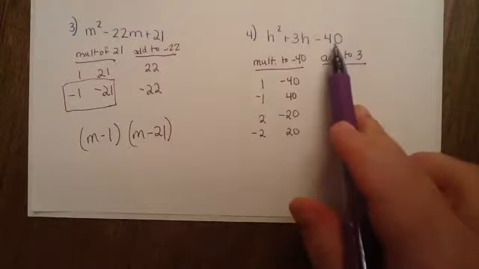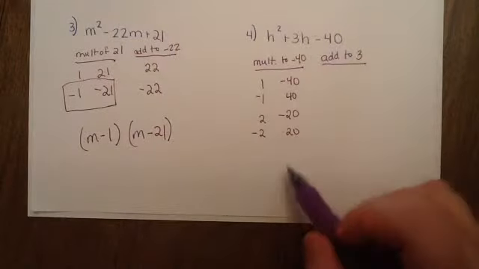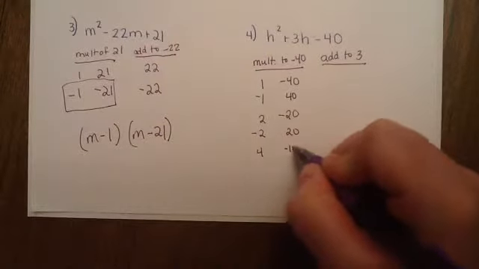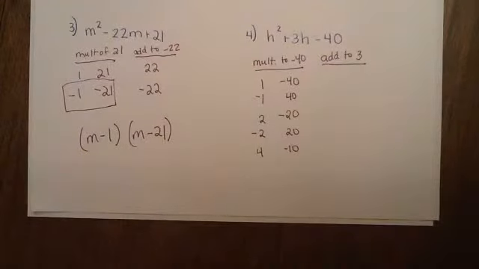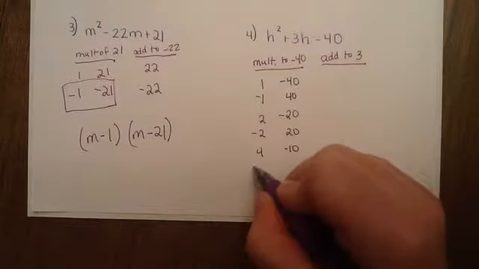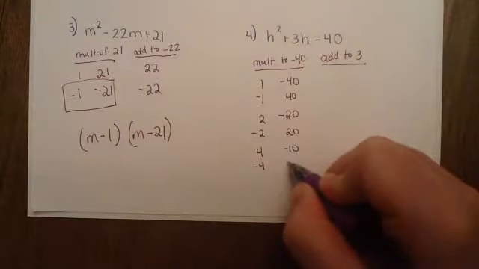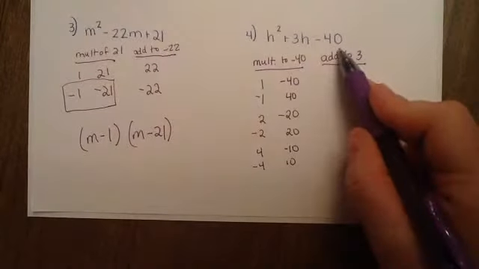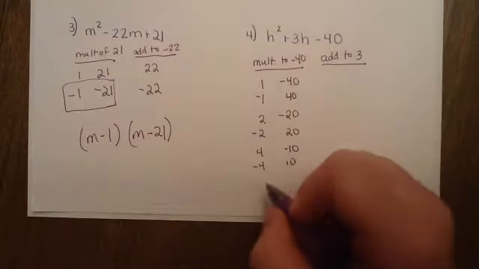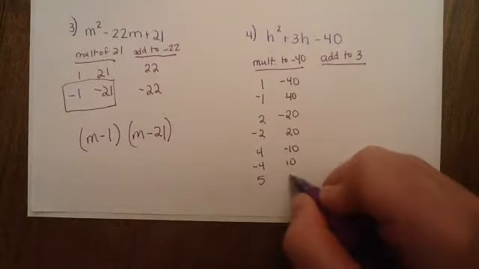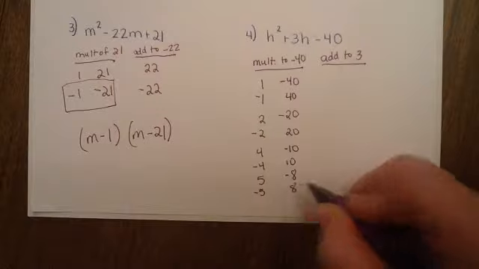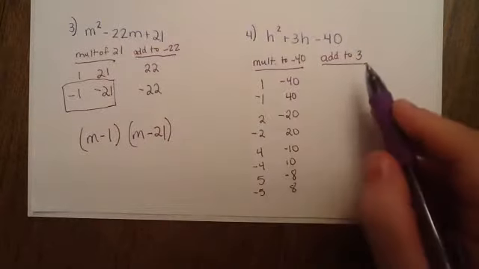Does 3 go into 40? No. How about 4? Yes, I could do 4 and -10. Remember, one has to be positive, one negative. The other match then would be -4 and +10. Does 5 go into 40? Yes. 5 and -8 and -5, +8. I'm looking for the one that adds to 3.